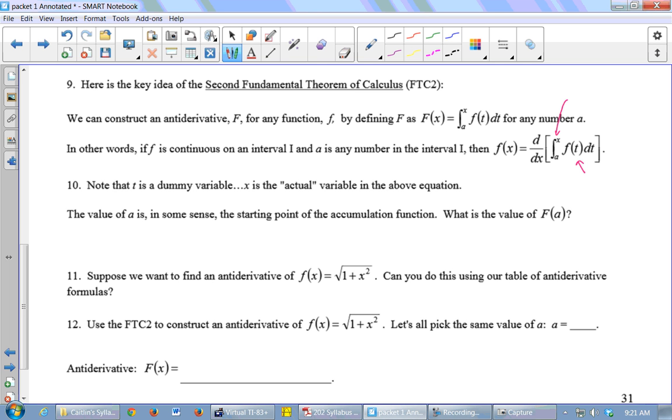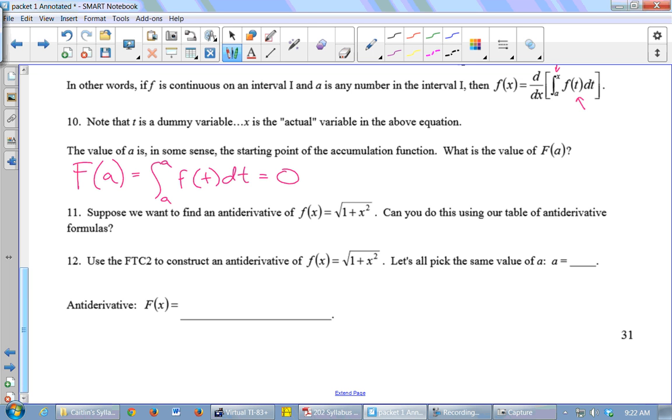The value of a is sort of the starting point of the area accumulation function that we were doing before. So what would capital F of a be? 0, yeah, because capital F of a is the integral from a to x, and x, we're plugging in an a now, of f of t dt, which has to be 0, because the area under a single point has no width. So there's no area.